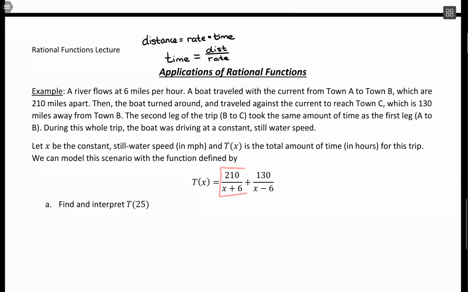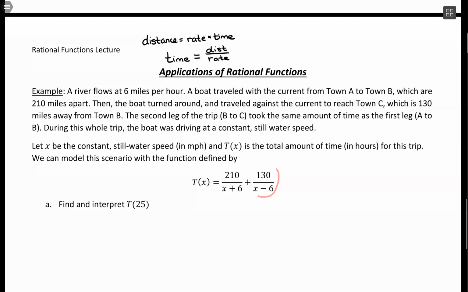So this first piece is the idea of going from town A to town B, where you're traveling with the current. So the distance is in the numerator, as we said it would be, and then the rate, so x is the rate of the boat. Since we're going with the current, it's kind of pushing us along. It's helping us go faster. So if our boat was going 30 miles per hour, traveling with the current, then it's 36 miles per hour. So this relationship is describing from town A to town B.